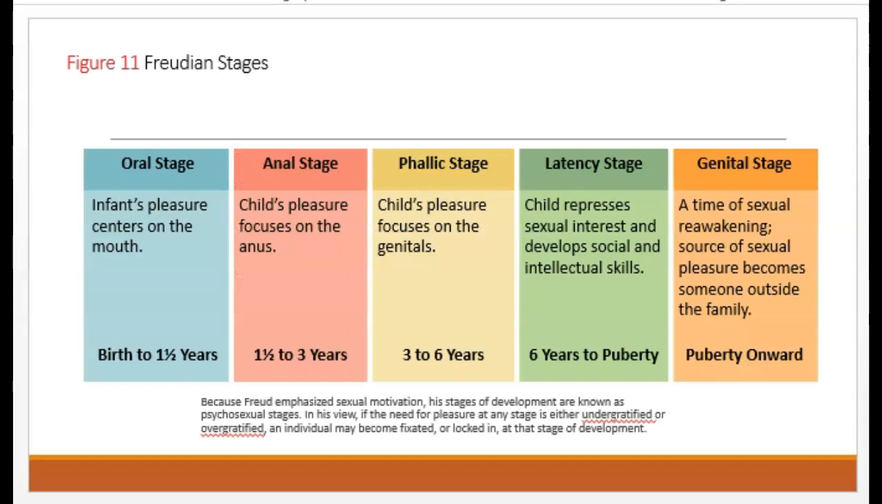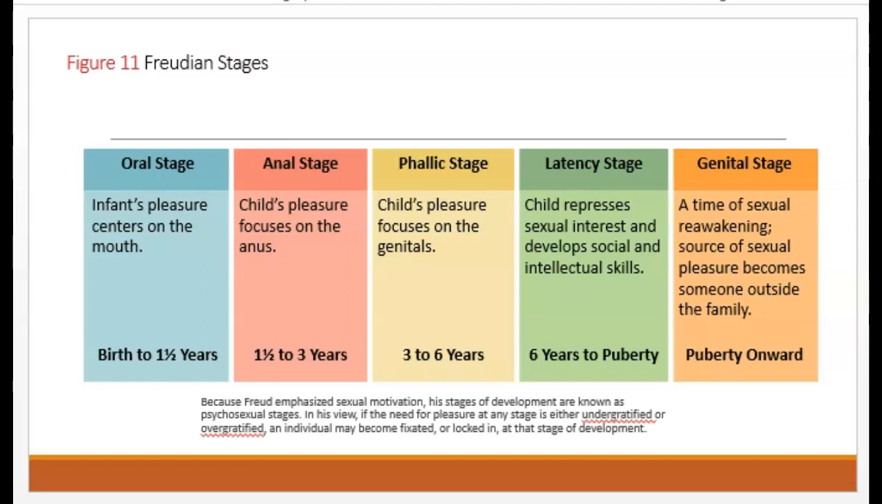At any stage, according to Freud, the source of our pleasure might be undergratified or overgratified. If that happens, again according to Freud, the person can be fixated at that stage of development. The first stage is the oral stage. Babies love putting things in their mouth. That's how they explore early on.